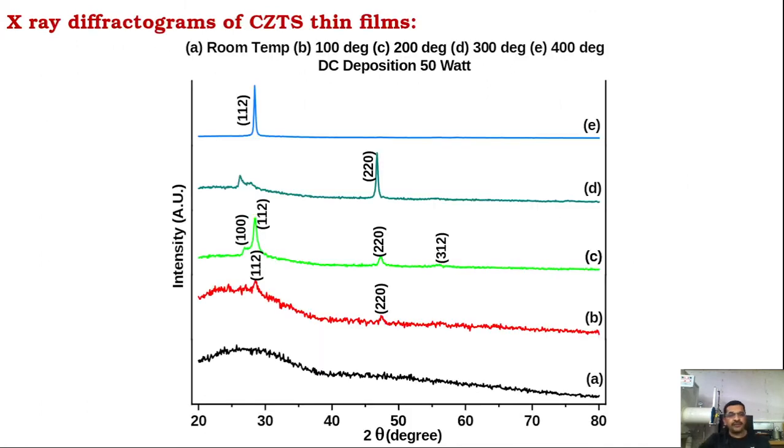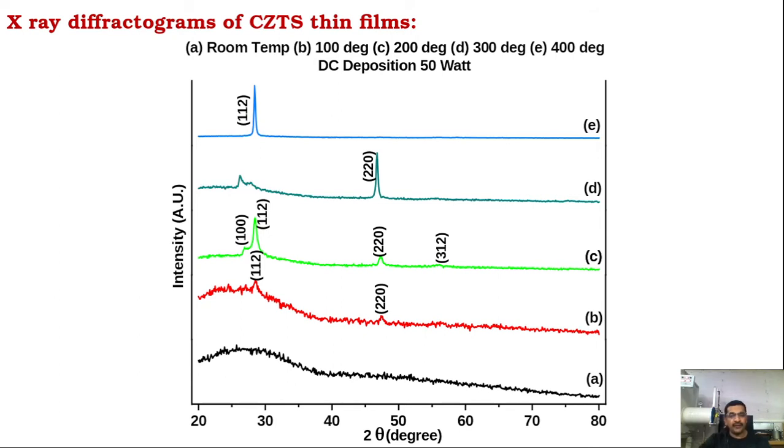This is the first characterization. This plot depicts the X-ray diffractograms of different layers which I have deposited using DC sputtering. If you look at A, B, C, D and E, it is very clear that as I go on increasing the deposition temperature, there is an enhancement in crystallinity of the grown layer.